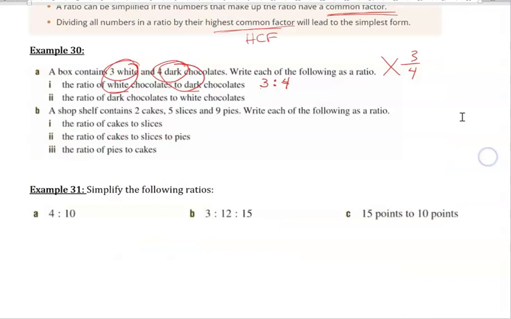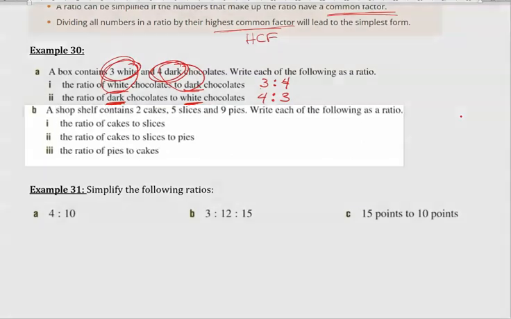All right, let's go back. So now, the first time we were saying we wanted a ratio of white to dark. So now I'm going to change the rules a little bit here. And this time I'm looking for the ratio of dark chocolates to white chocolates. So I have 4 dark chocolates and I have 3 white chocolates. If I want the ratio of white to dark, that's the order, 3 to 4. But the ratio of dark to white is 4 to 3, and they're different things.